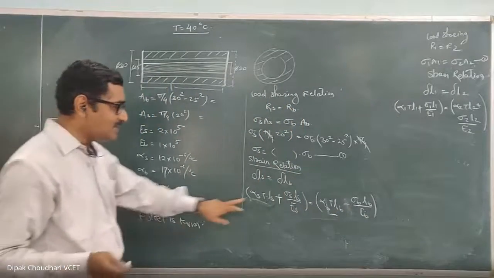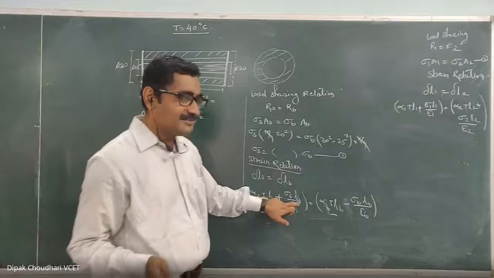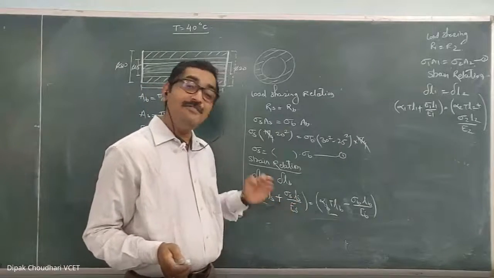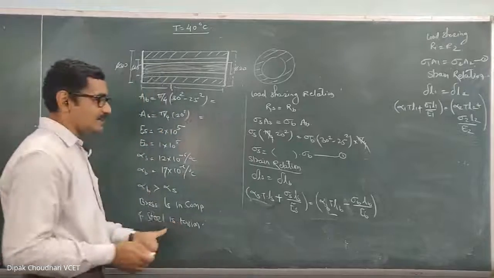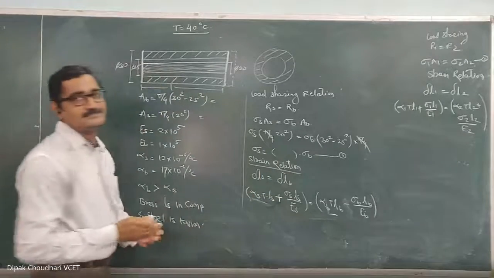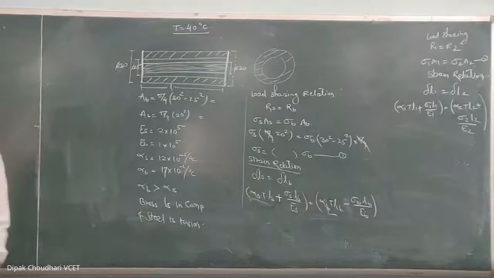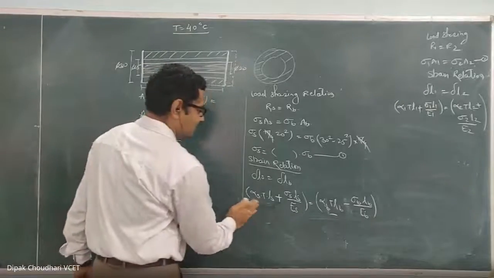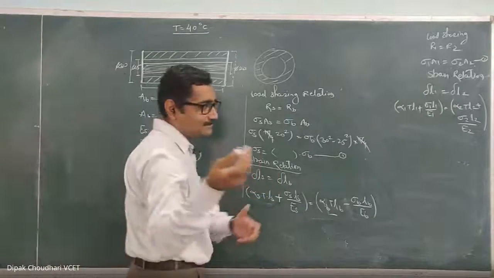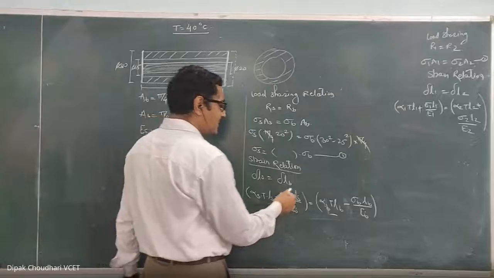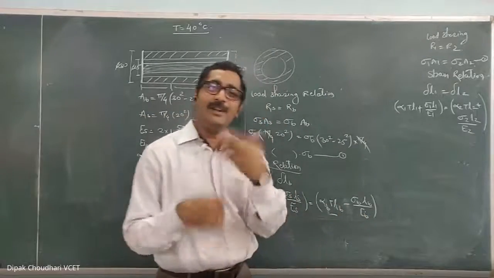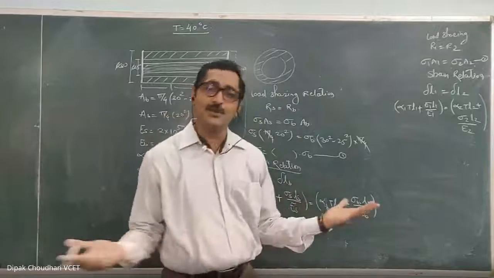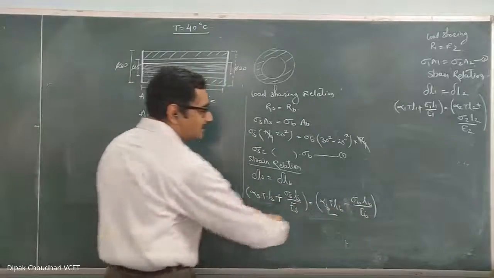And steel is in tension, so the length of the steel will increase because of the reactive axial force, which is tensile in nature, and that's why this is plus. Have you understood this? Okay. Now, as a thumb rule, you can just remember: if any material is in compression, take it negative. If any material is in tension, take it positive. That's all. Now just substitute all the values.